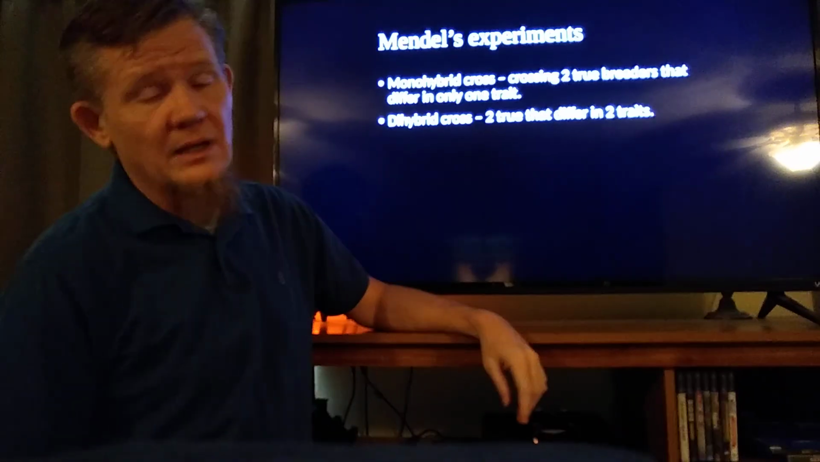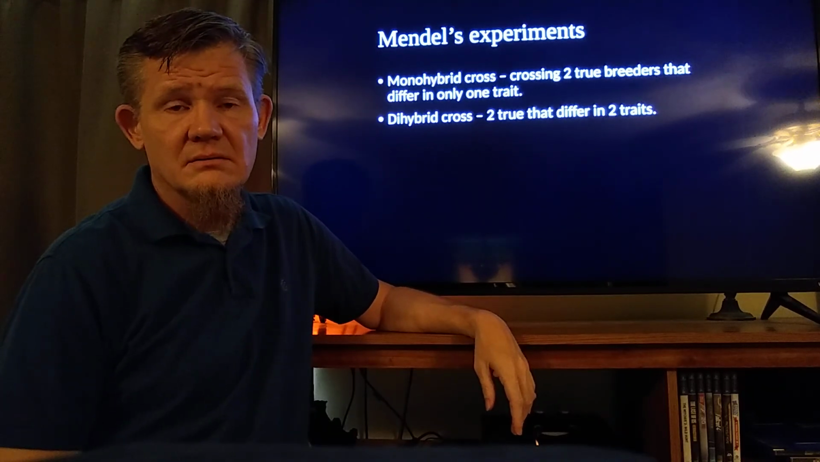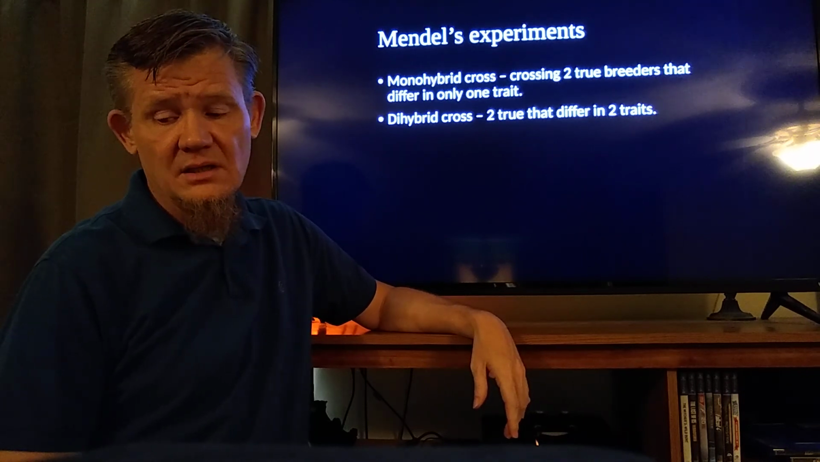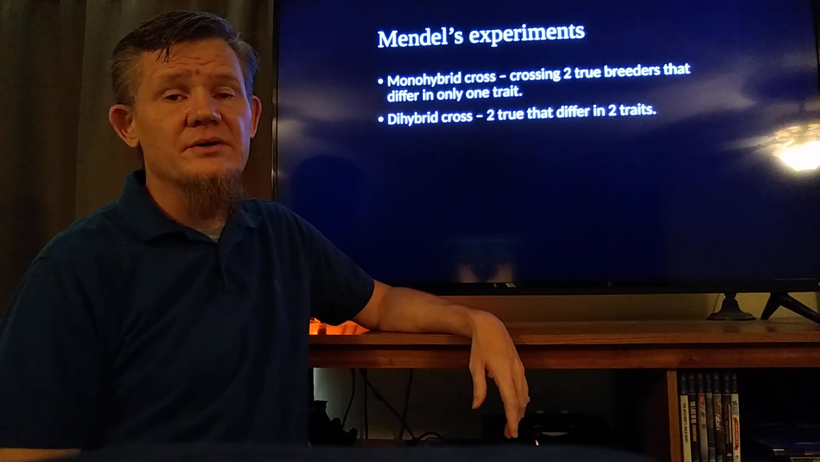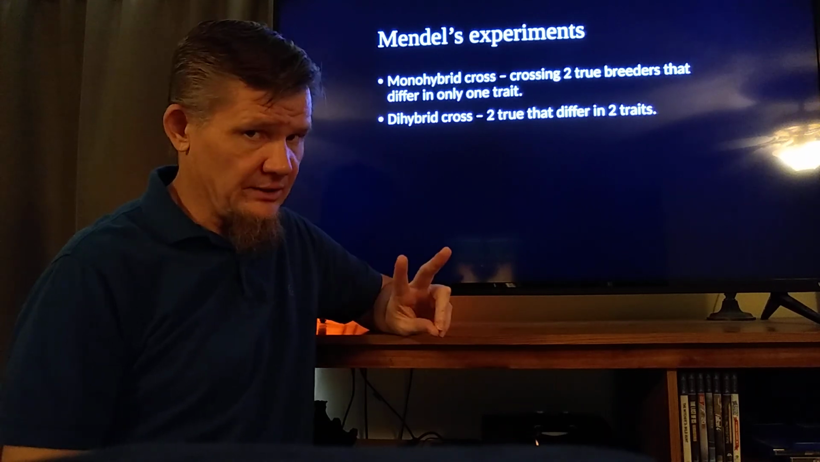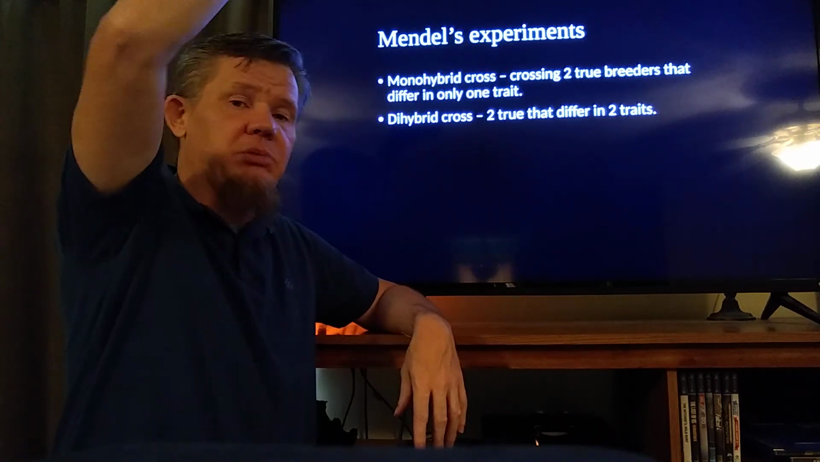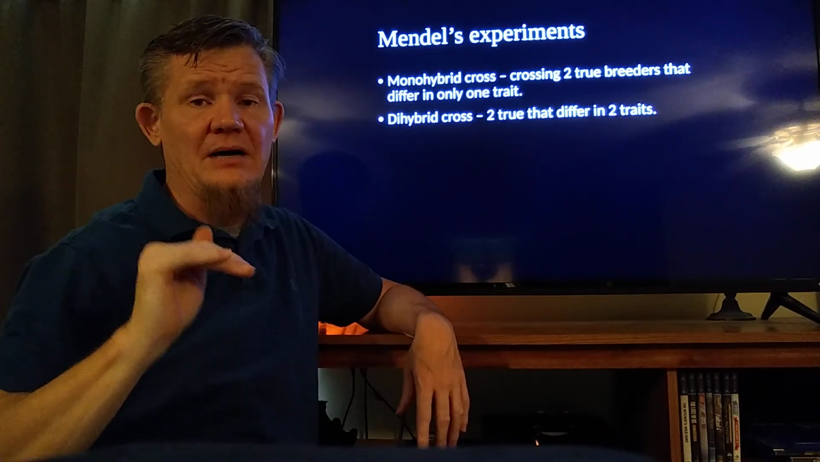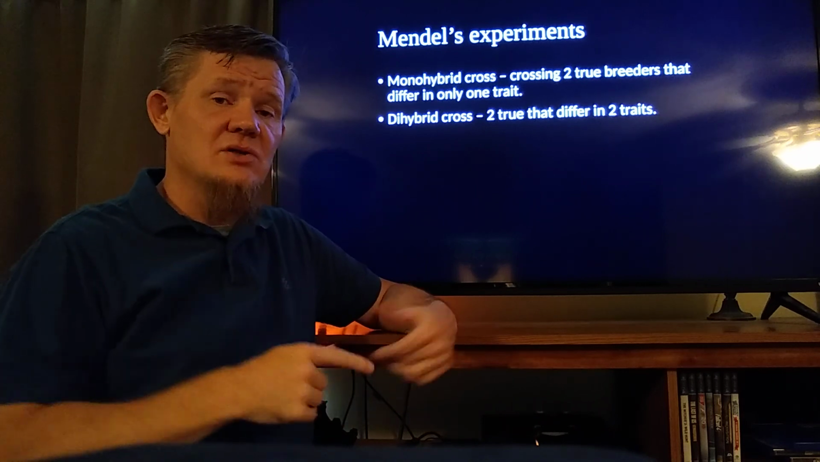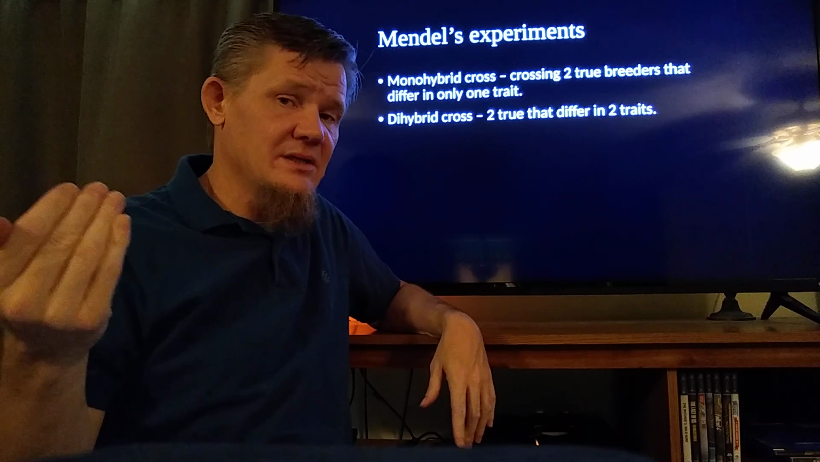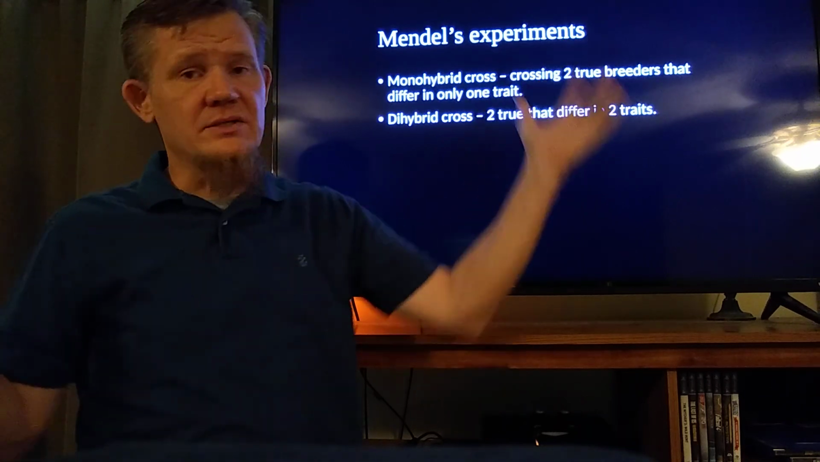So he crossed 2 true breeders. We call that a monohybrid cross. And then he crossed true breeders that differed in 2 characteristics: one that was a purple flower and a tall plant against one that is white flower and short. And again, remember, tall is dominant, purple is dominant, white is recessive, short is recessive. He now crossed 2 of those.